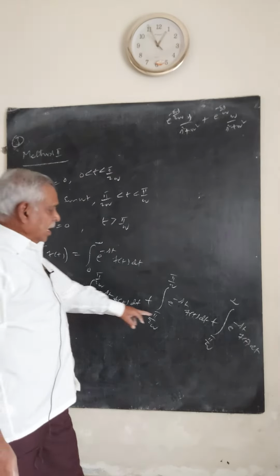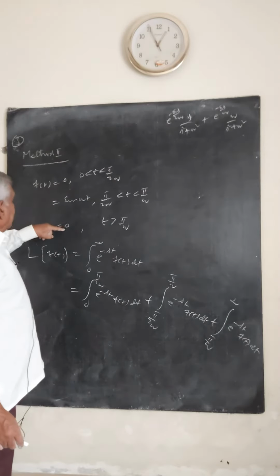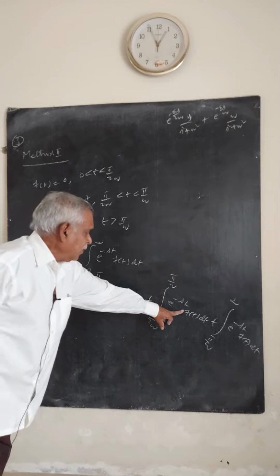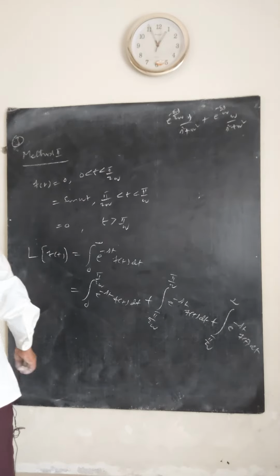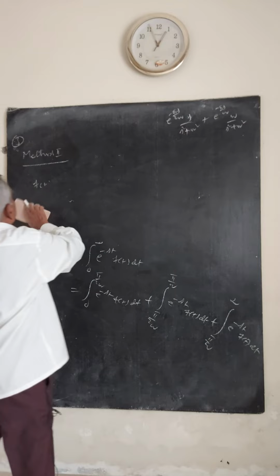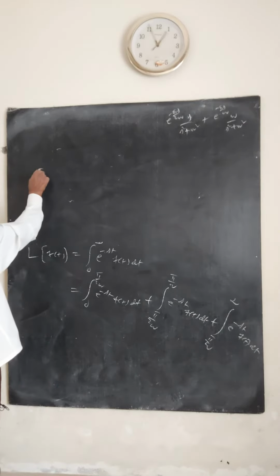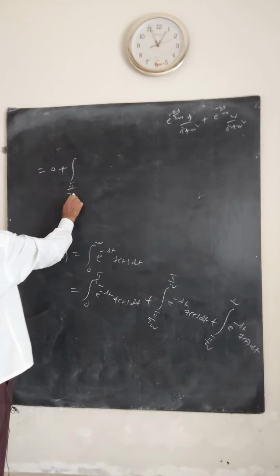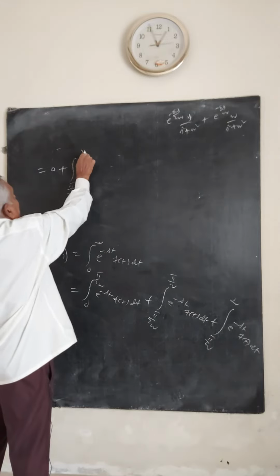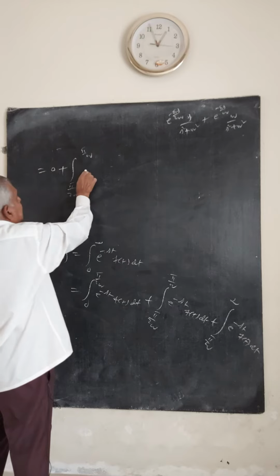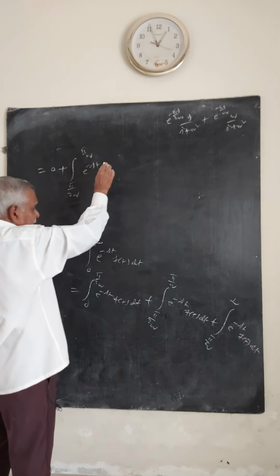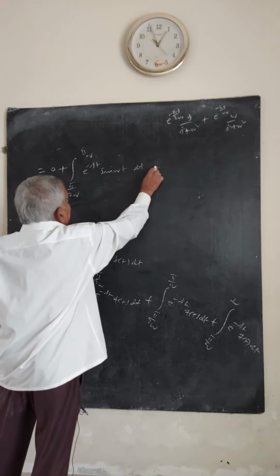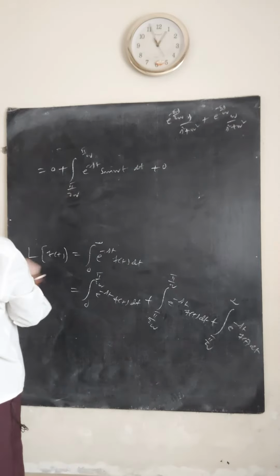The first integral and the last integral are 0. Only the center we get, with f of t equal to sin omega t. Equal to 0 plus the integral from pi by 2 omega to pi by omega of e power minus st sin omega t dt, plus 0. The last is 0.